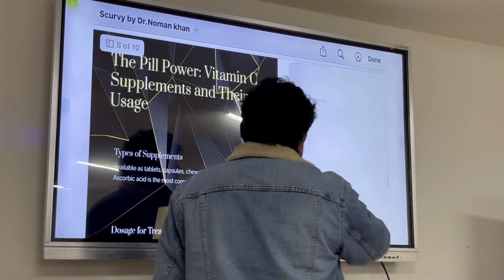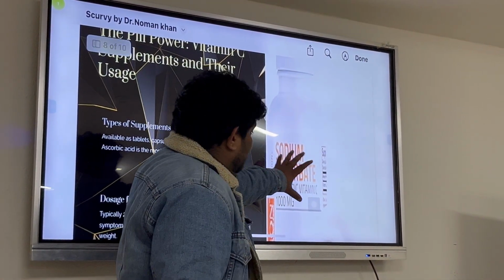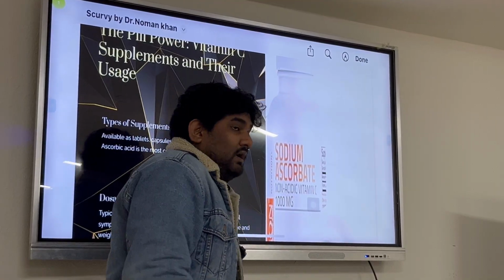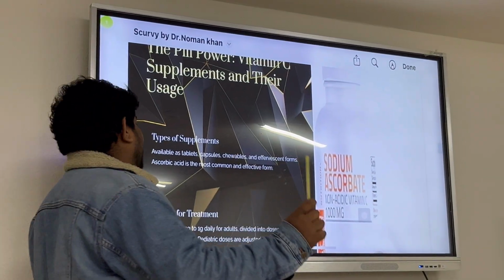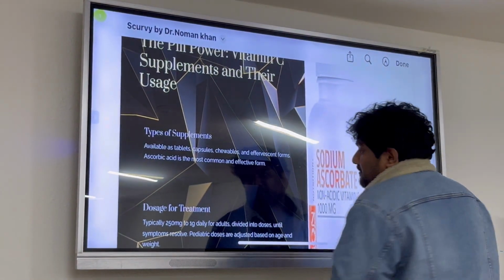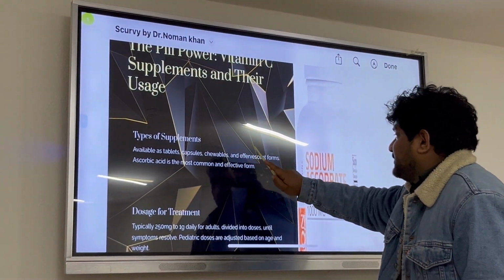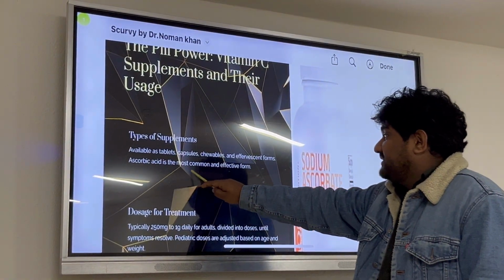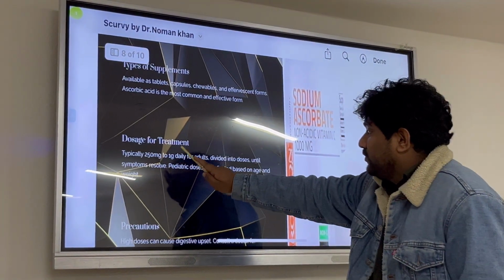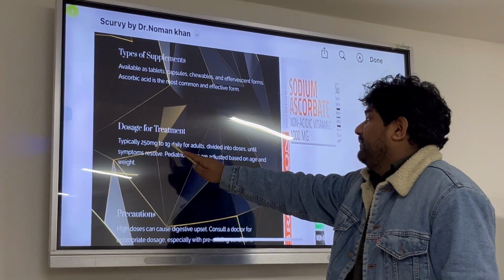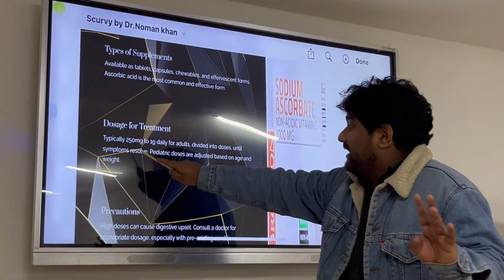Now we have a medicine called sodium ascorbate, a non-acidic vitamin C. There is a bottle of 1000 mg, and we take about 250 mg to 1 gram for an adult. These are available as tablets, capsules, and chewable tablets also. Ascorbic acid is the most common and effective form in the chewable form. The dose for treatment is typically 250 mg to 1 gram daily for an adult, divided into doses until the symptoms resolve.